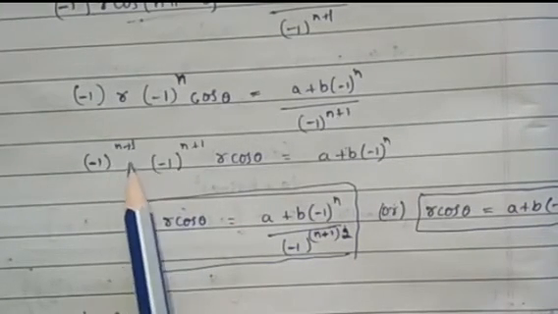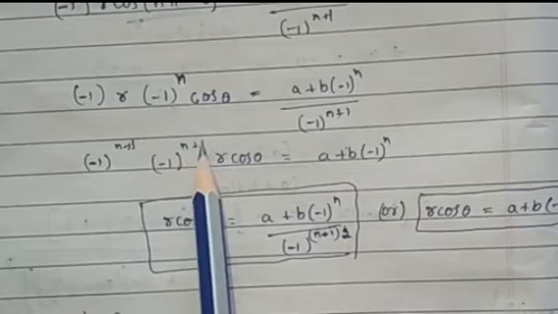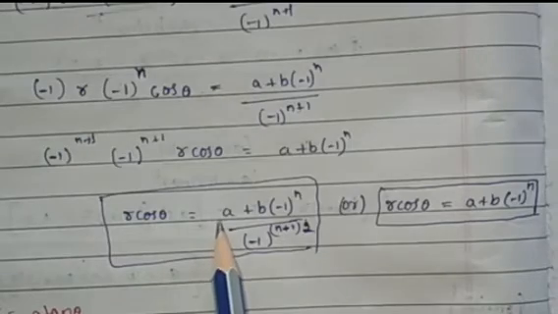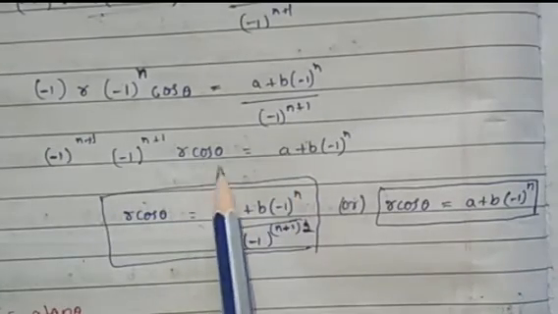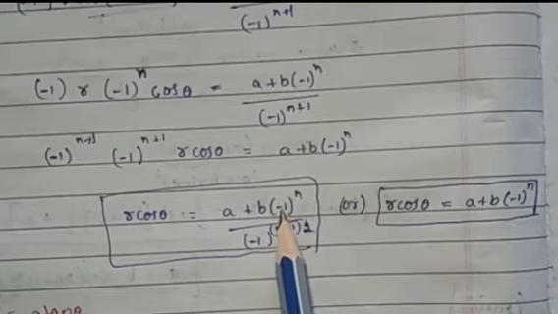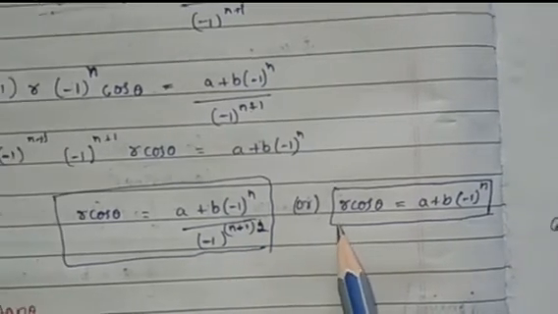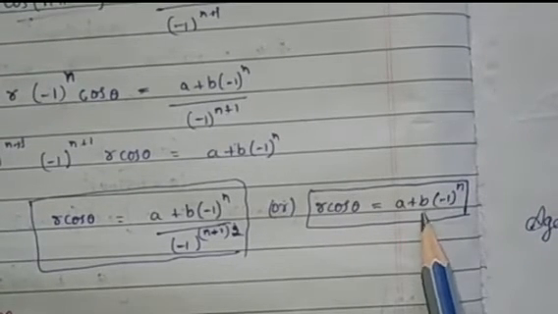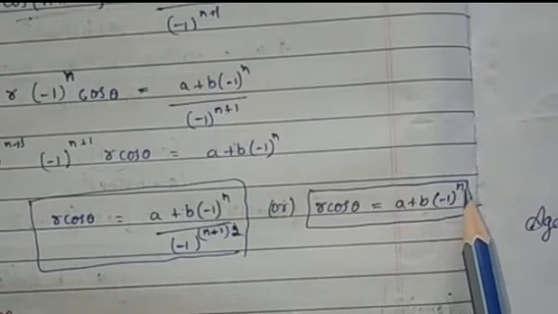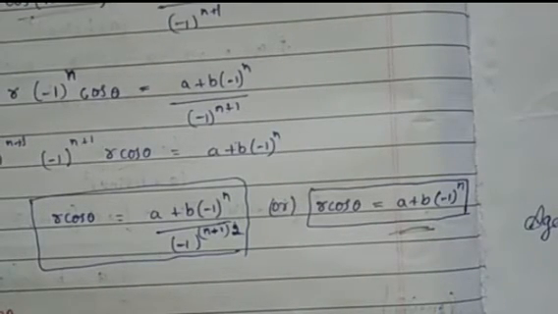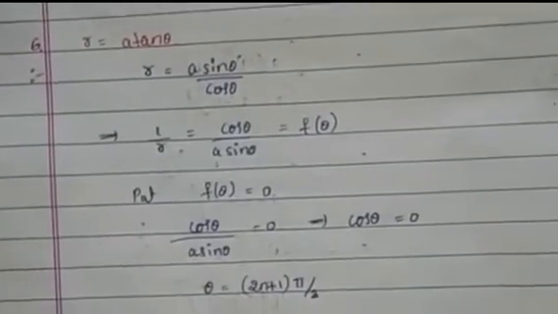So adding these two, we get (n plus 1) into 2. We get r cos theta which is equal to (a plus b) into (minus 1) to the power n by (minus 1) to the power 2 into (n plus 1). This value is 1. So we get r cos theta which is equal to (a plus b) into (minus 1) to the power n. This is the required asymptote. Okay, let me move on to the next problem.